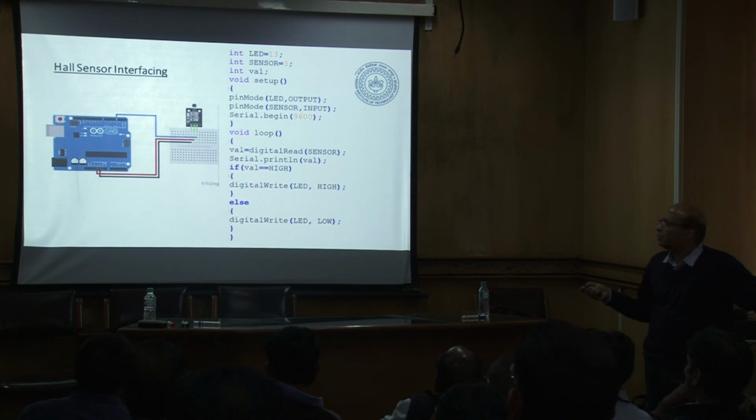So when something ferromagnetic comes here, this channel number will become high. And this is showing that if the value is high, meaning 5 volt, then it will write to the LED and make it high. Else, it will make it low.